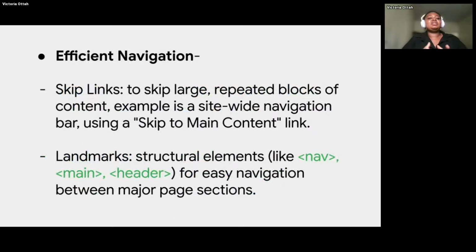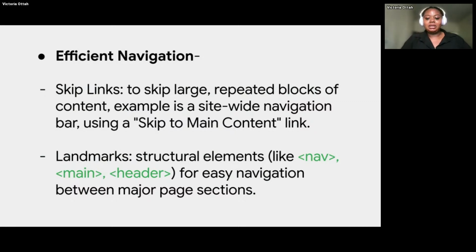Another way to build for keyboard and screen reader users is effective navigation. And skipping to skip large repeated blocks of content. Allow your users to be able to skip large repeated blocks of content. Example, if a site has a wide navigation bar, they should be able to skip to the main content link and take them to whatever information or whatever page you want to go to without having to click it one after the other and waste all day.